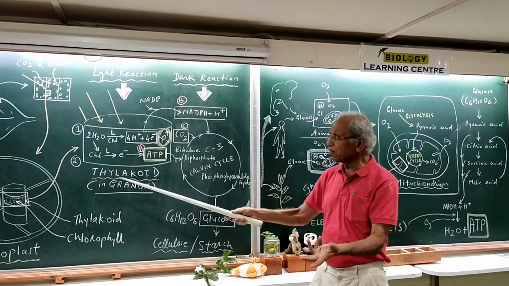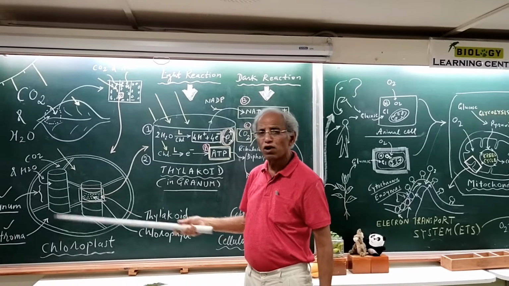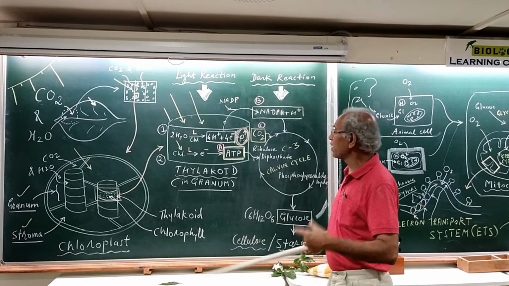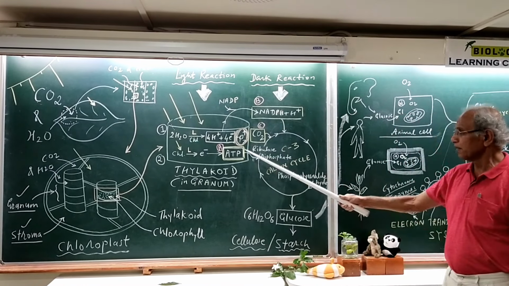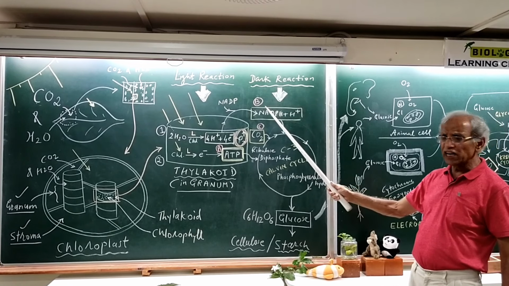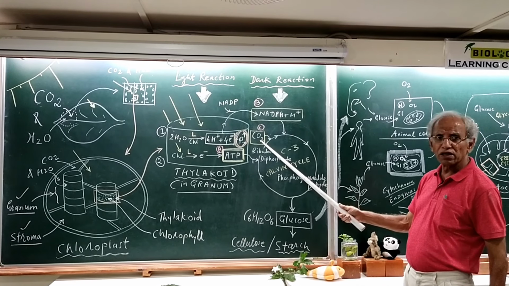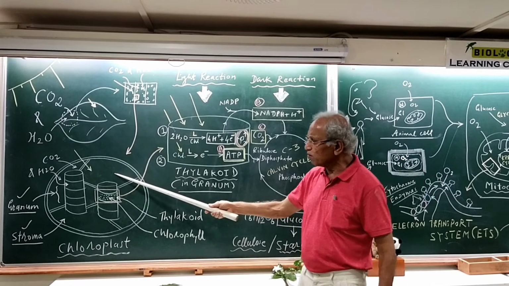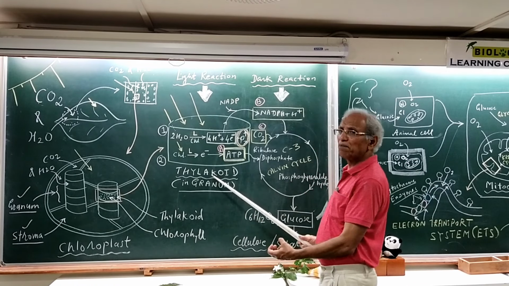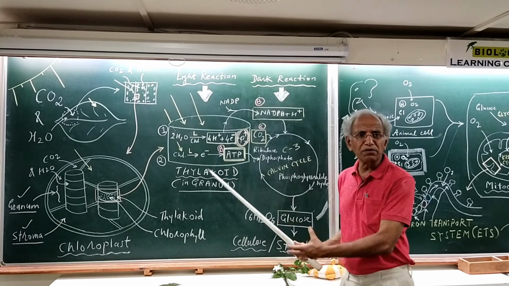And CO2 is otherwise also available in the stroma. Now you have three things together, A plus B plus C. What is A? ATP. What is B? NADPH. And what is C? Carbon dioxide. So these three things are available in the stroma. आता याचा रोल संपला. Thylakoidचा, granumचा रोल संपला.